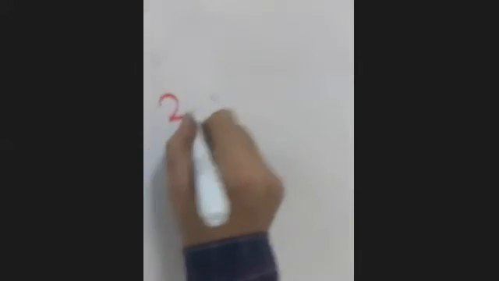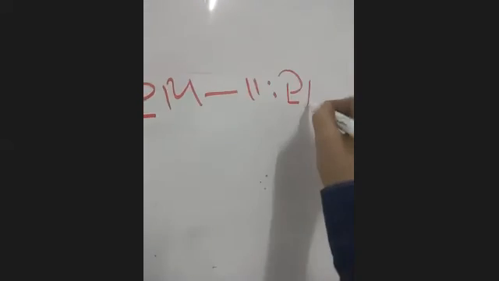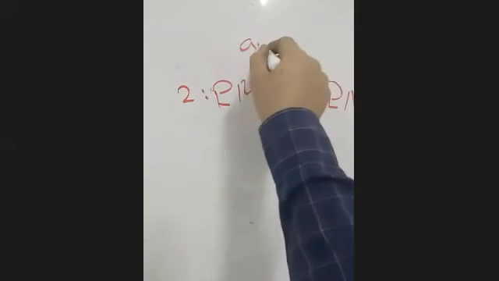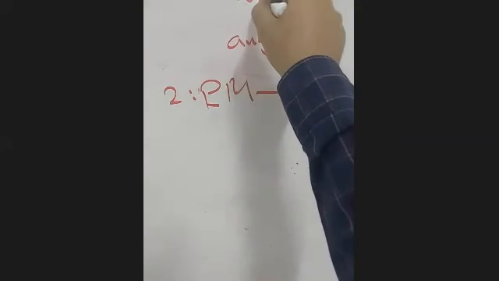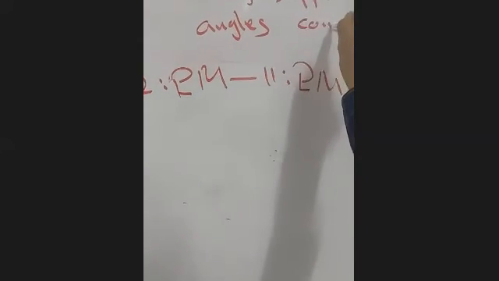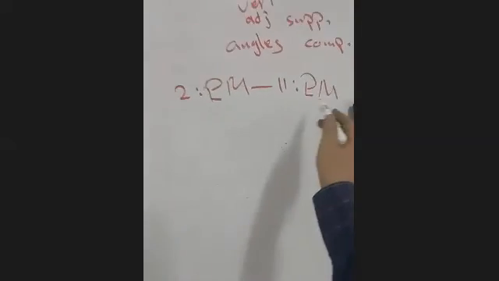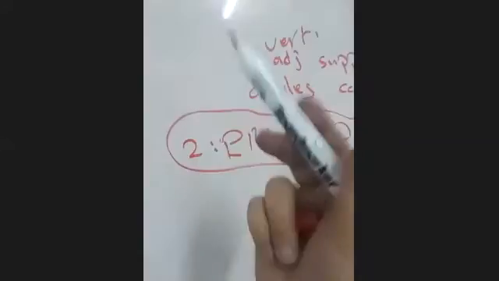Now, your online assignment for today is from 2 p.m. to 11 p.m. Please, guys, do it. It's only 5 questions, and they are about the angles which we took before: vertical, adjacent, supplementary, complementary. We did these angles before. So do the online assignment and try to revise the lessons of the angles.